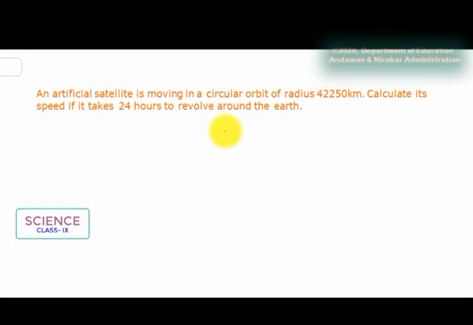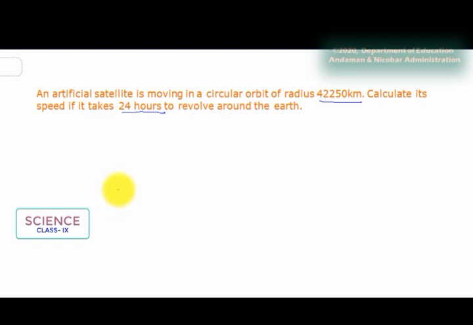Look at the second question. An artificial satellite is moving in a circular orbit of radius 42250 km. Calculate its speed if it takes 24 hours to revolve around the earth.